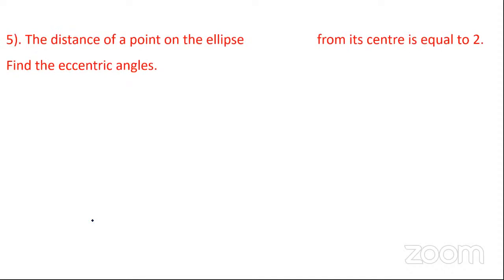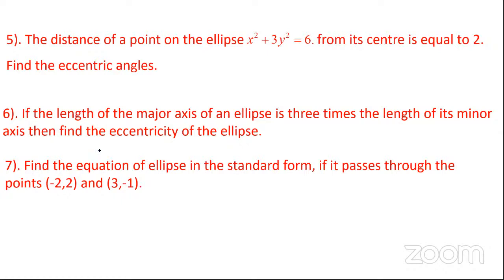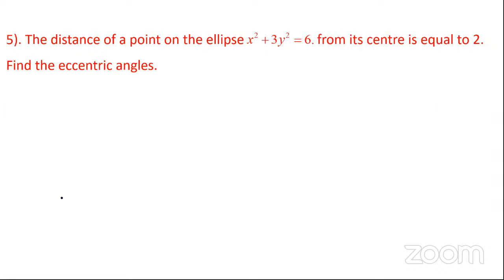The distance of a point on the ellipse x square plus 3y square equal to 6 from its center is equal to 2. Find the eccentric angles. So we have to find the eccentric angles. Just solve that: the distance between the point on the ellipse x square plus 3y square equal to 6 and its center is equal to 2. Find the eccentric angles.